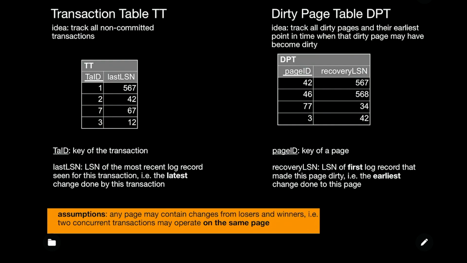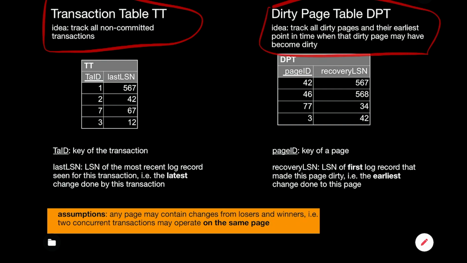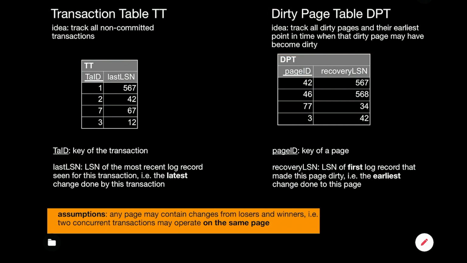There are two important structures we have to keep. One is the transaction table, TT, and one is the dirty page table, DPT. And the semantics of those tables is really easy. The transaction table only tracks the non-committed transactions. So only the transactions that are currently running in the system are stored in that table. If a transaction commits, it's removed from that table. If a transaction starts, an entry is created for the table. So you look at the table, you know those are the ongoing transactions in my system.